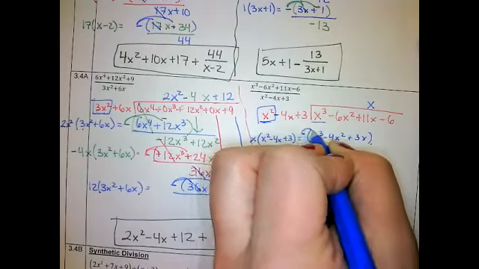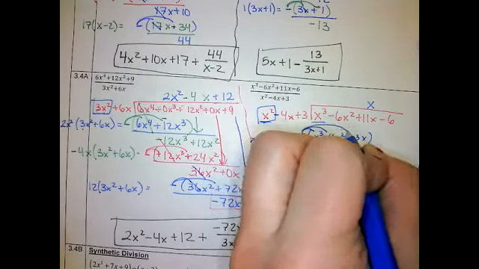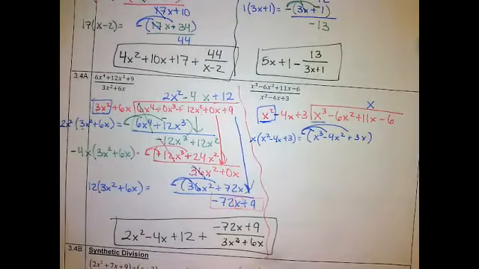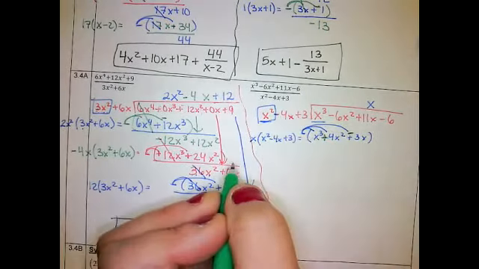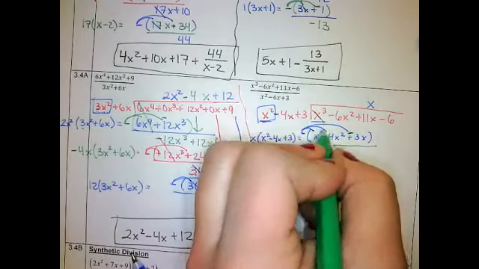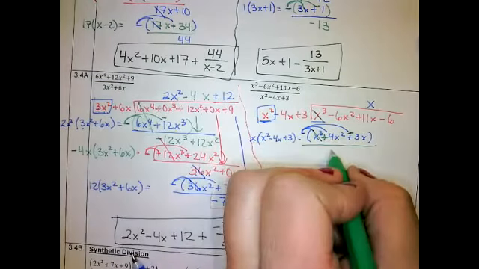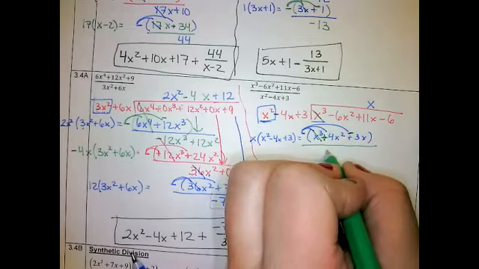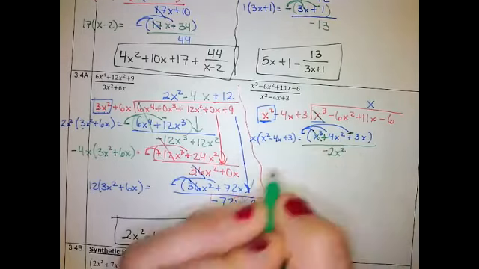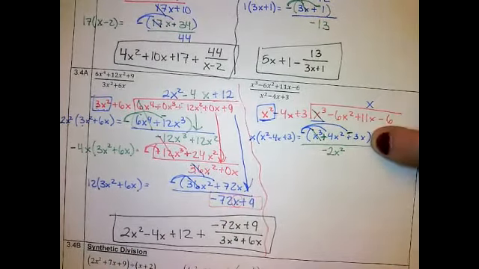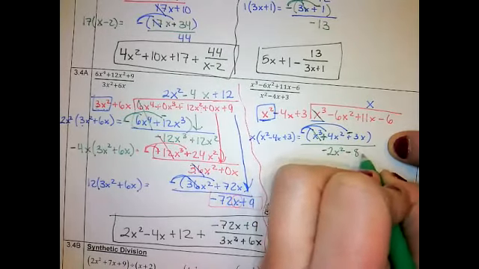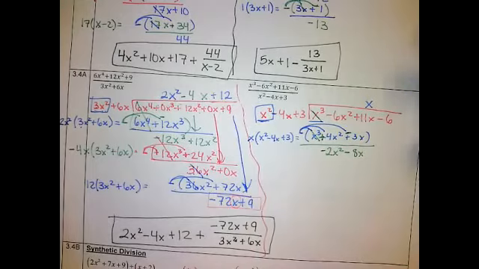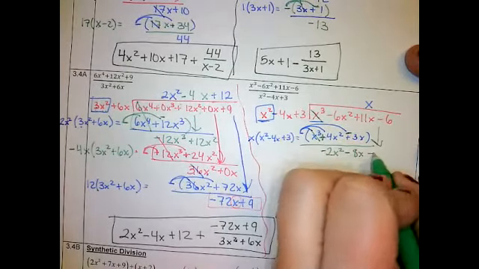I'm subtracting that whole thing, so I have to change all of my signs. So this sign becomes a plus. This sign becomes a minus. So those cancel. Negative 6x squared plus 4x squared is negative 2x squared. 11x minus 3x is 8x. And then I'm going to bring down my negative 6.